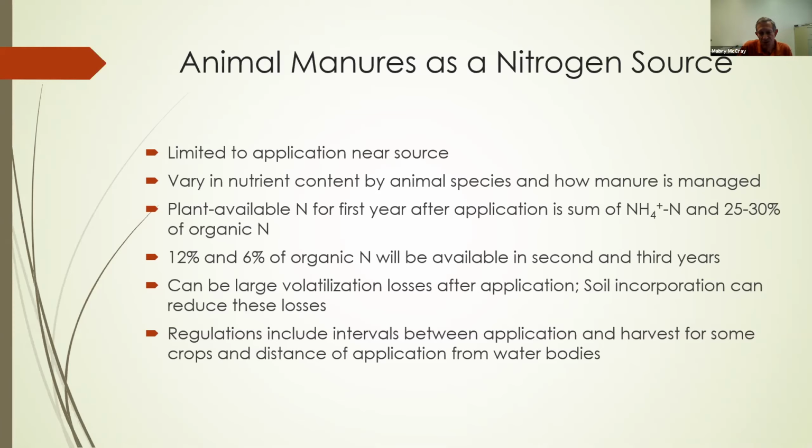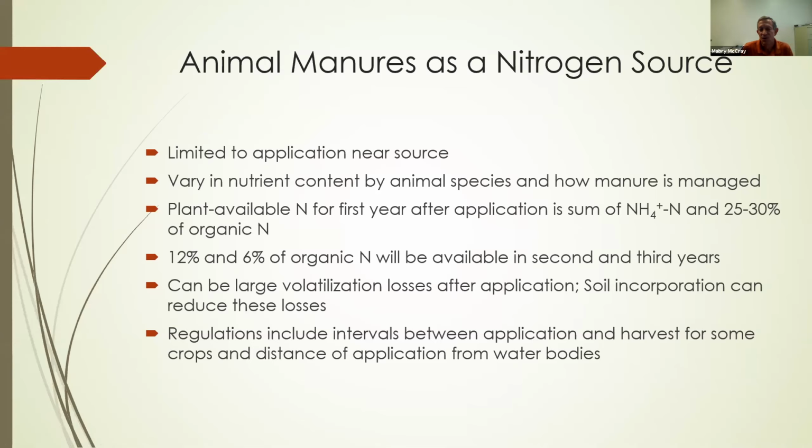Plant available nitrogen for the first year of application is the sum of ammonium nitrogen and 25 to 30% of organic nitrogen. Then in the second and third years, you would get generally an average of 12% the second year and 6% of the organic nitrogen available the third year. So you're getting the largest amount of nitrogen available during the first year and reduced amounts of available nitrogen after that from a manure application.